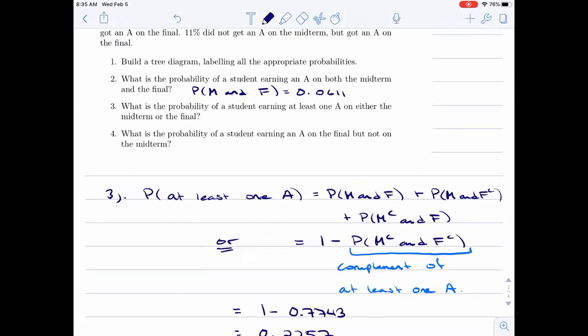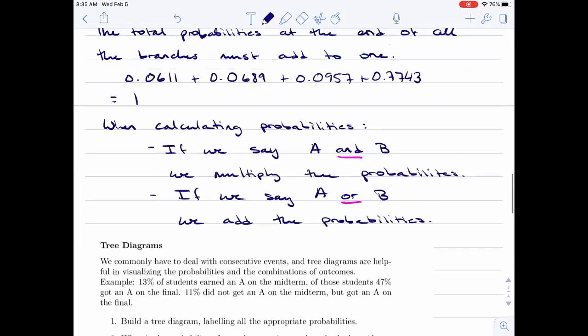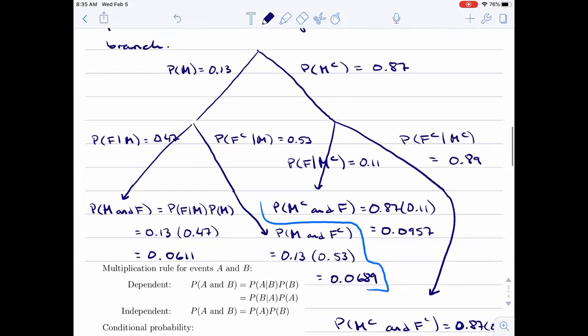What's the probability of a student earning an A on the final, but not on the midterm, right? There's only one branch that satisfies that criteria, right? We have to get an A on the final, which you could start and say, well, to get an A on the final, that's these two branches, right? These two, they didn't get an A on the final, right? But here they got A's on the final. But now we're adding the criteria that, okay, well, they didn't actually get an A on the midterm, so then this one's out, and the only probability that satisfies that is the third branch.